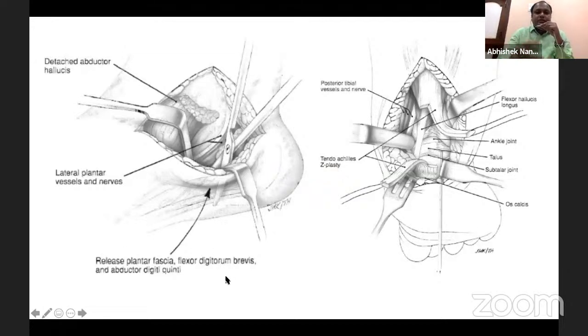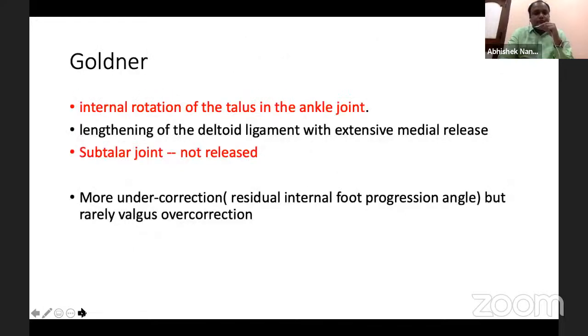More or less the structures which are released are the same, but here it is two incisions, not a single incision. One more thing I just want to highlight. This is the first time where he told that abductor hallucis can also be released. Now Goldner, he also internally rotated the talus in the ankle joint, but he did not release the subtalar joint. So in his study, there was more undercorrection. The undercorrection was because the internal foot progression angle was there, and rarely there was a valgus overcorrection.